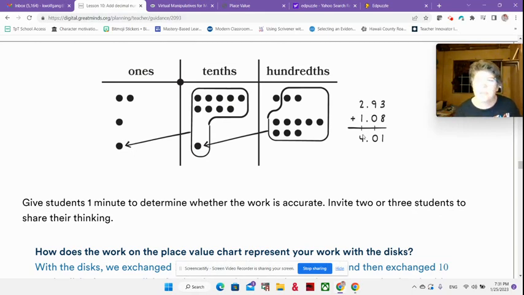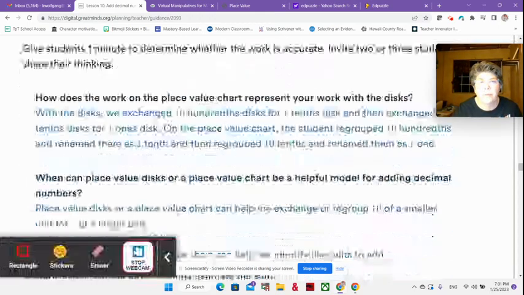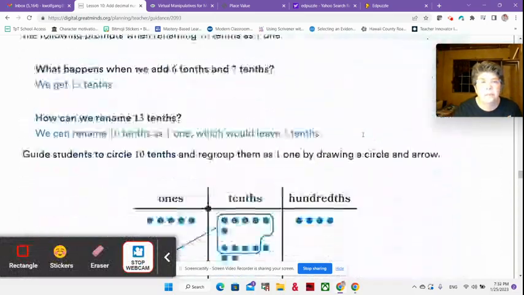Okay? So here's a question for you that you're going to answer in Edpuzzle. When can place value discs or a place value chart be a helpful model for adding decimal numbers? All right, think about that and put your answer. And now we're going to go on to another problem.